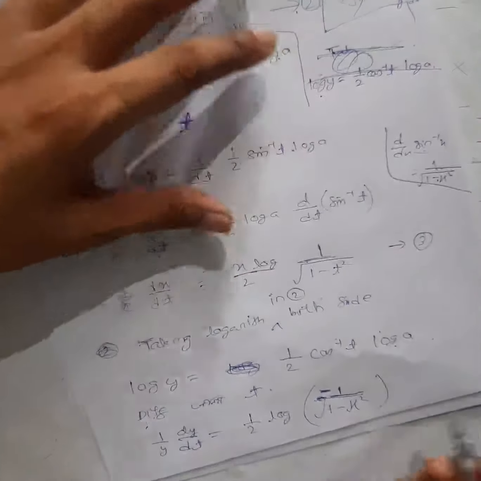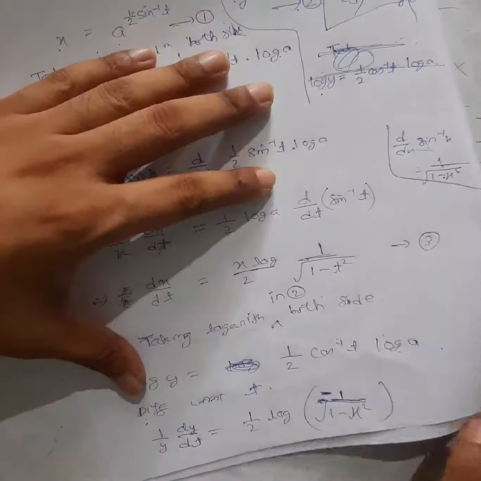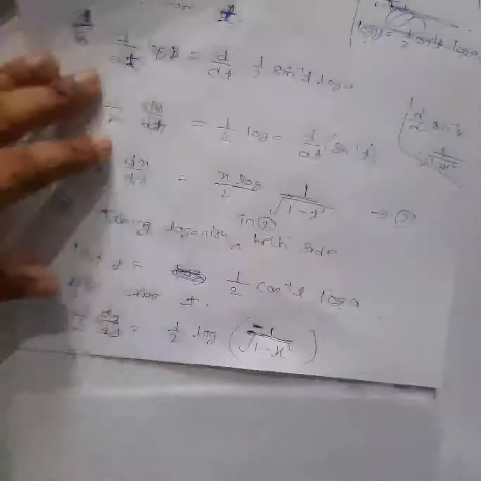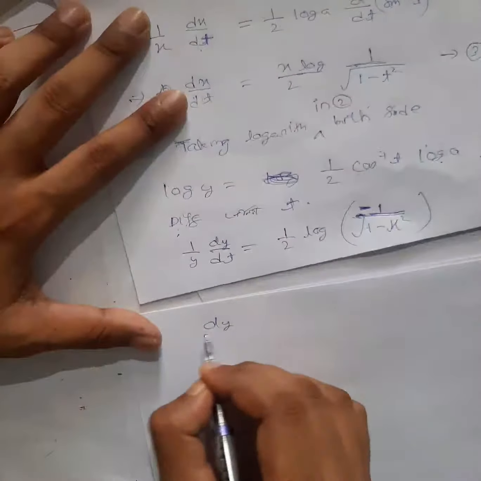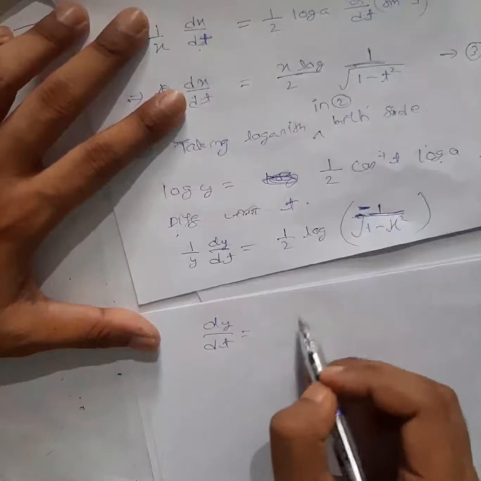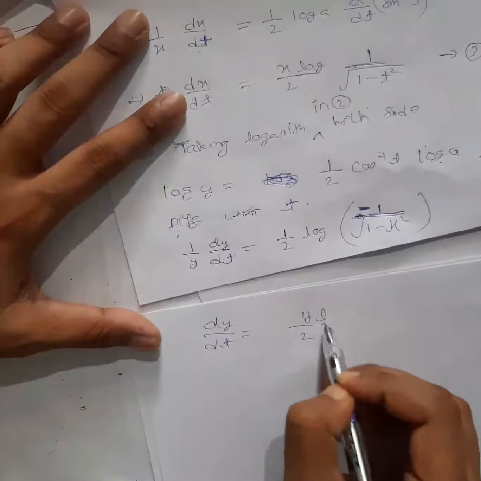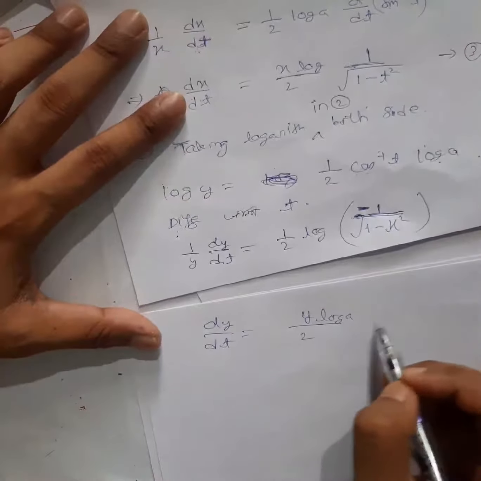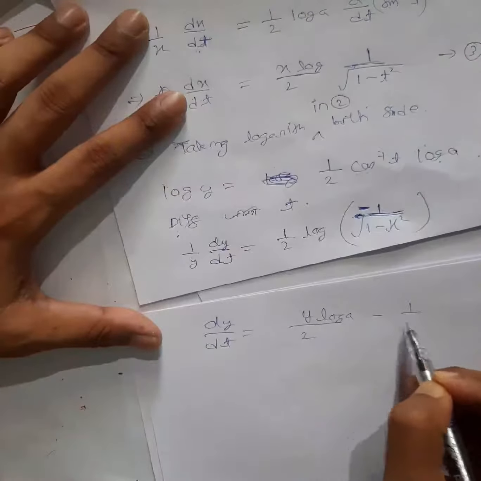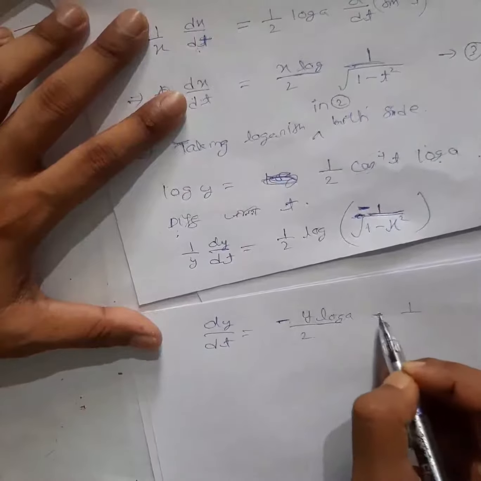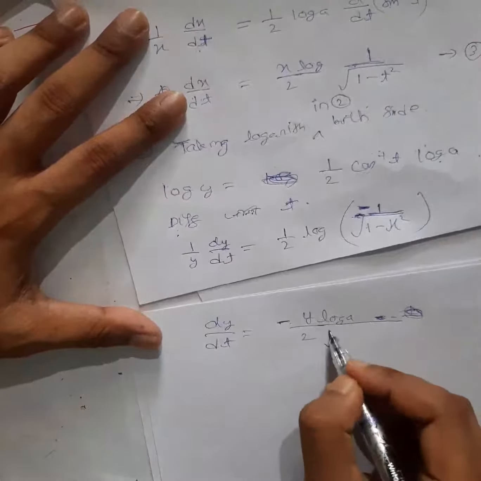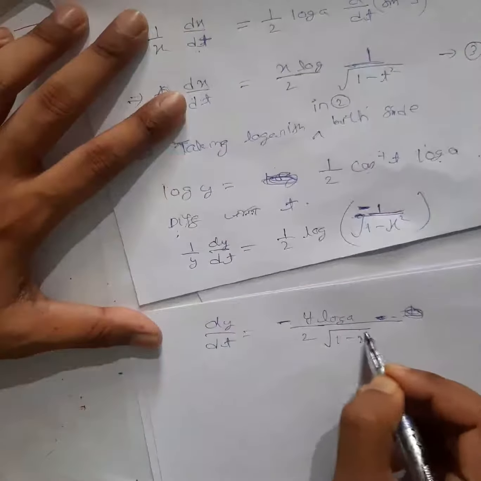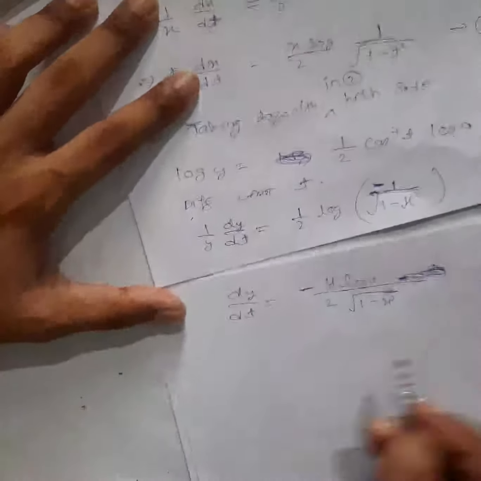So let me bring y this side. If you bring y this side, you will get dy by dt is equal to y by 2 log a into minus 1 by root of 1 minus t square. Like this I can write, right?